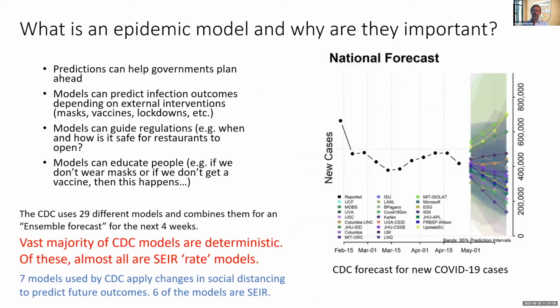When I've surveyed the CDC website, they use many different models, 29 in total, and the dominant model by far is this SEIR type rate model. And as an example of that, 6 out of the 7 models used by the CDC that use social distancing changes of people, basically changing people's behavior to predict the future outcomes, are SEIR type of models.